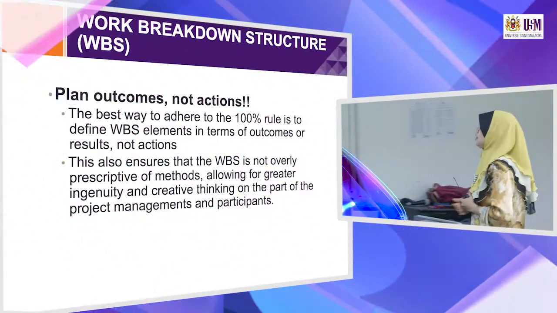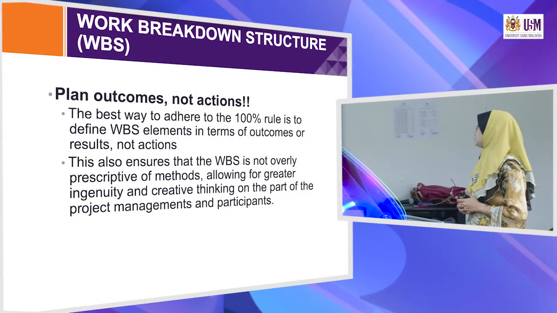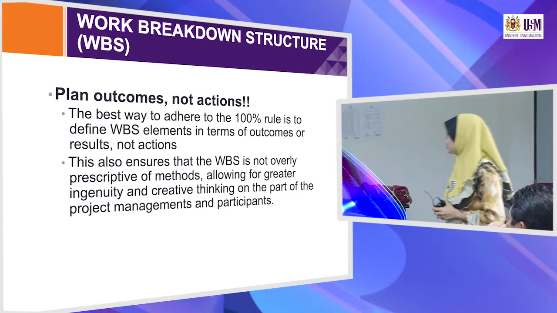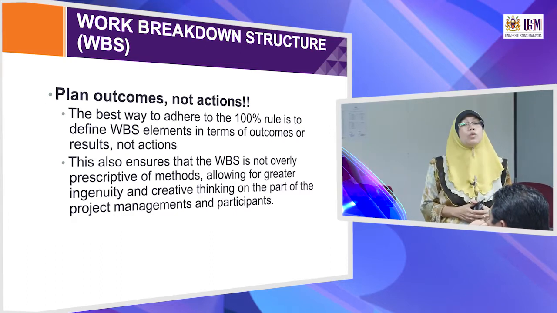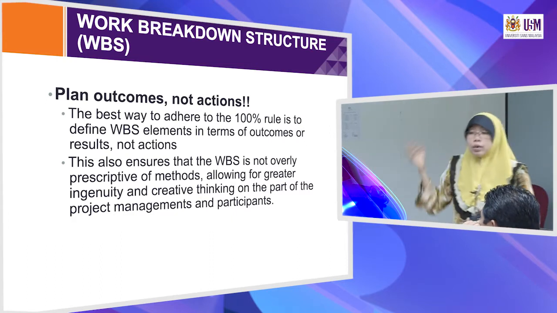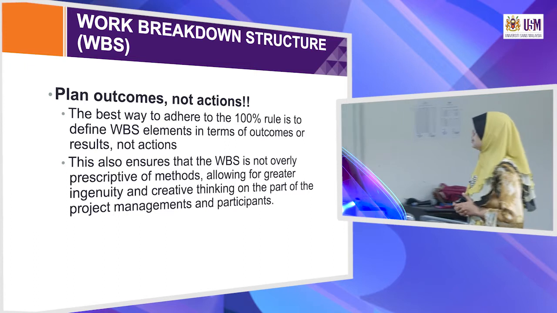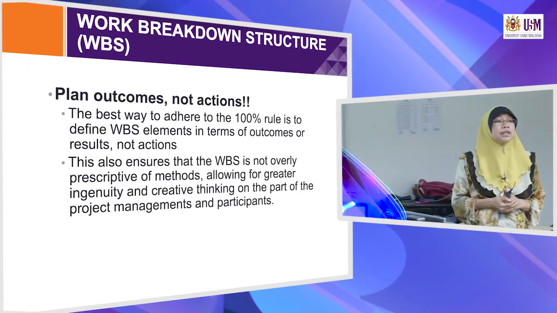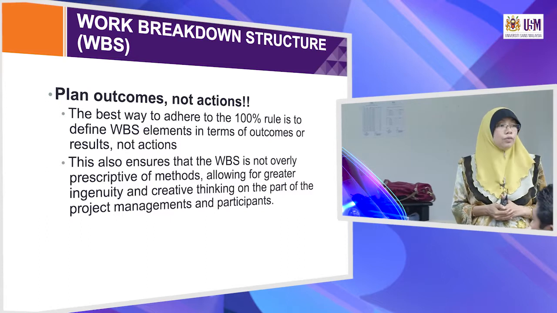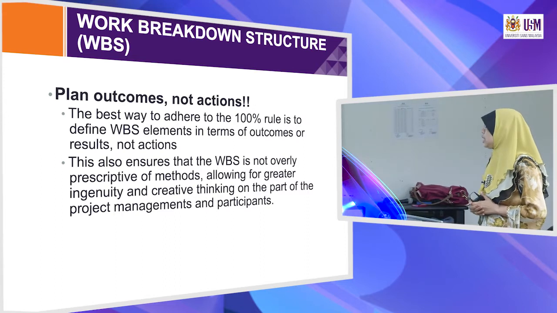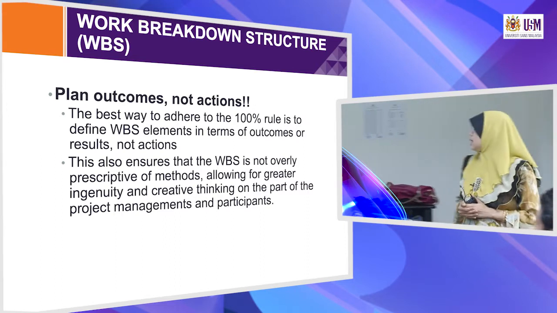So the best way to adhere to the 100% rule is to define WBS elements in terms of outcomes or results, not actions. Not what we are going to do, but what are the outcomes that we expect from the seminar. This also ensures that the WBS is not overly prescriptive of methods. We don't prescribe the methods, allowing for greater ingenuity and creative thinking on the part of the project management and participants. You need to be creative in managing your levels.